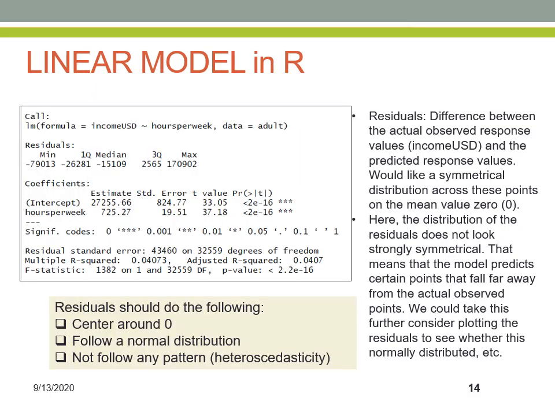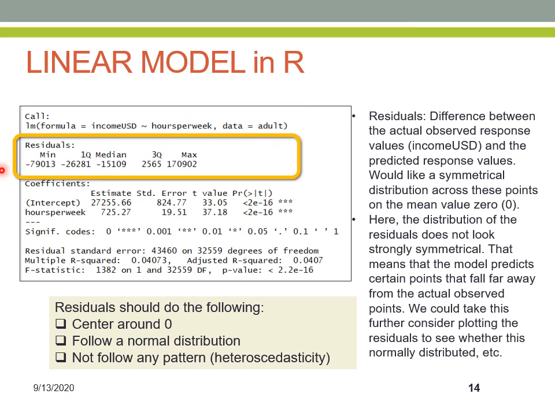Let's take a look at our output now. Each output always starts with the formula that caused the results that we're going to see below. Here we're seeing that the formula is the one that we programmed in to generate the output, namely income USD being mapped with the tilde on hours per week for the data frame of adult.